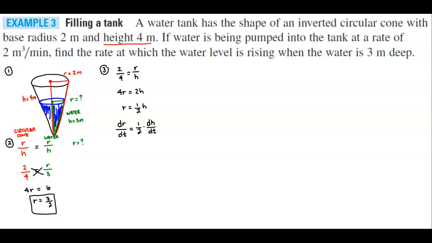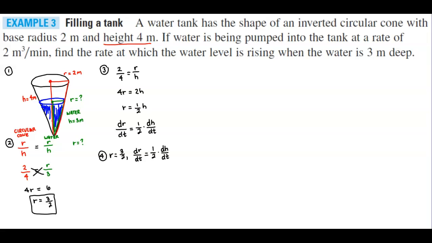So what does that tell us? Well, now we're going to be able to write down all the given information that we need. We know that the radius that we found for the water is 3/2. We know that the rate of dr over dt is going to equal 1/2 times dH over dt. Okay, and what else do we know?